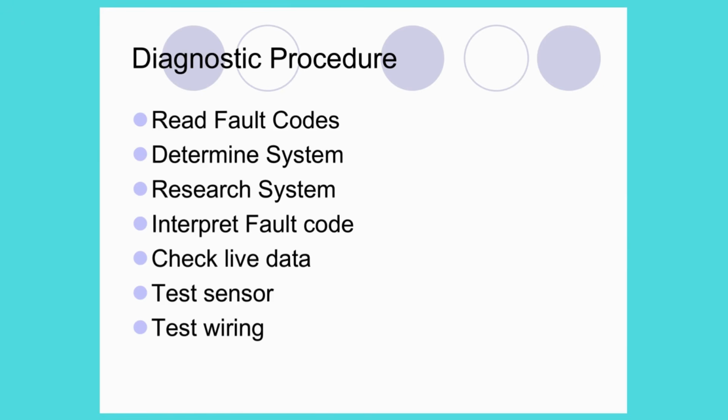The following is the generic diagnostic procedure. First, use a suitable machine to read the fault codes. Try to determine which system the fault code lies in. Research the system to understand the way it works, and use this to interpret the fault code. Check the live data for the plausibility of sensor values. Then test the sensor and test the wiring as required.